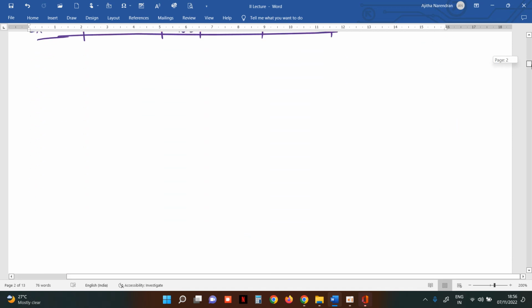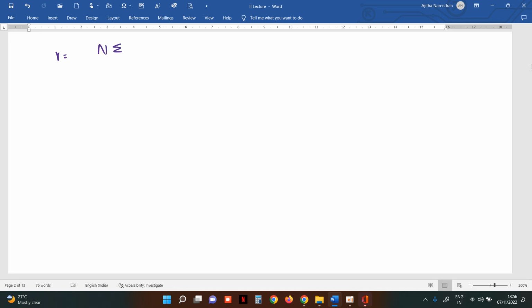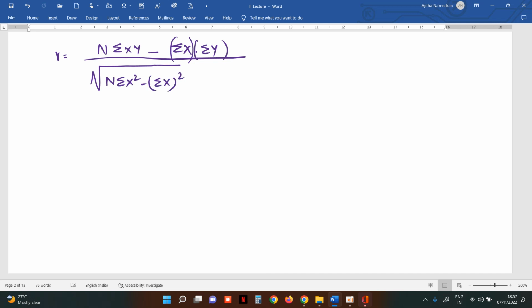Now we can simply put the values in the formula. What is the formula? r is equal to, I just write down the formula once again. Dragging up and down is difficult, so you can write it once again. Summation of x into summation of y. You can put this in brackets. Okay. So root over n summation of x square minus summation of x whole square. This is for x. It's very simple.